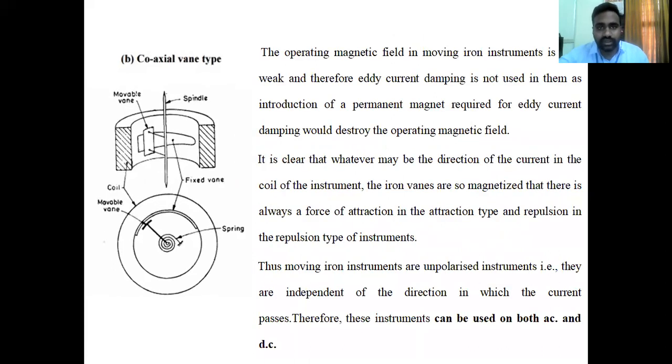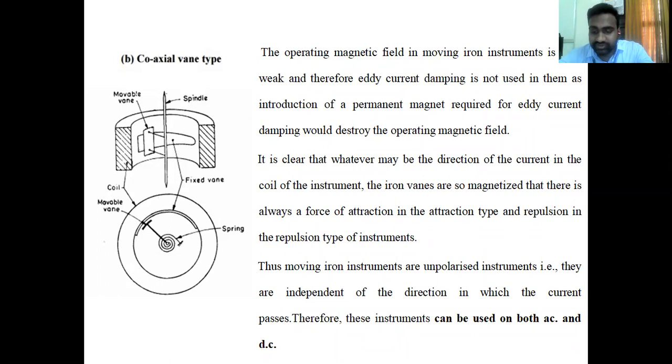So how do we operate the magnetic flux? The operating magnetic flux of this type of MI instrument is quite weak because eddy current damping is not used properly. To clarify, whenever the supply is connected to this particular coil, the electromagnetic coil will create a magnetic flux.